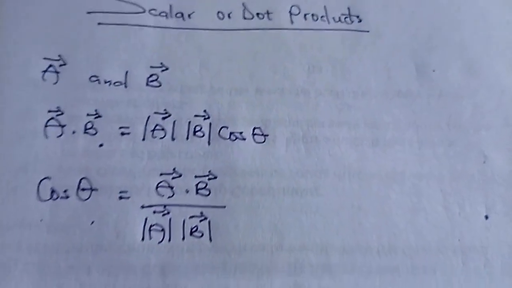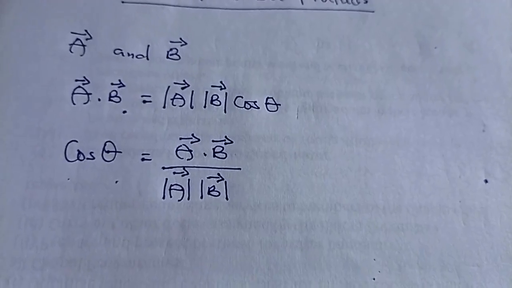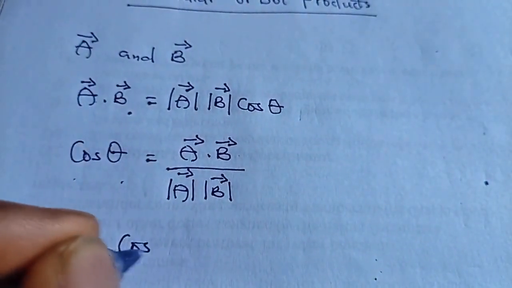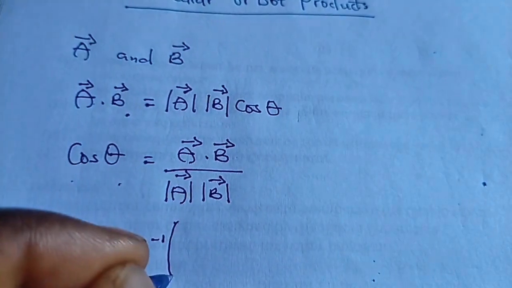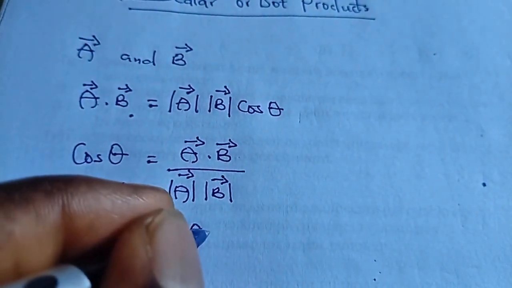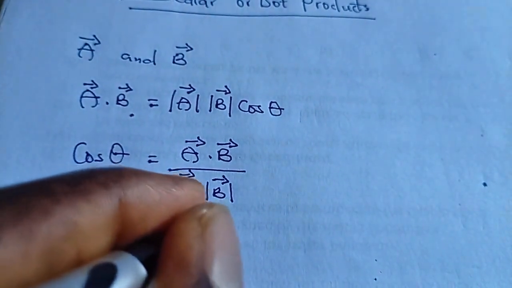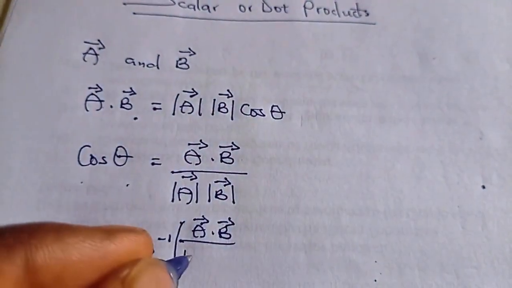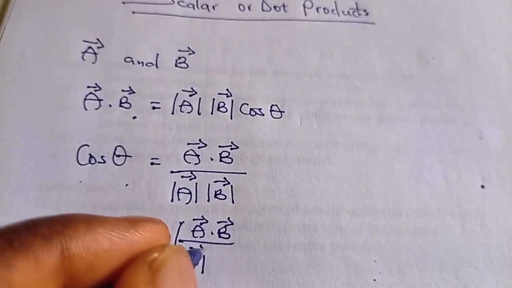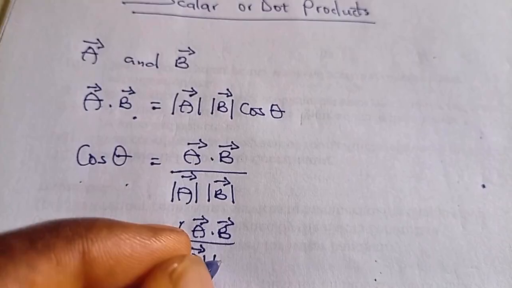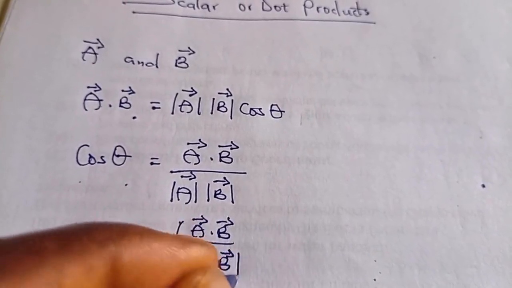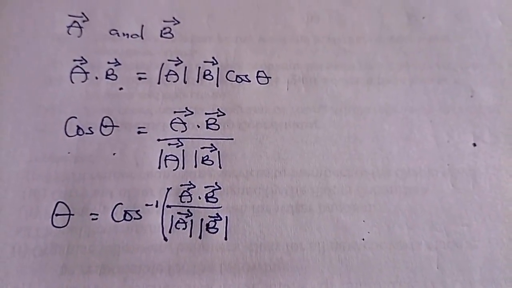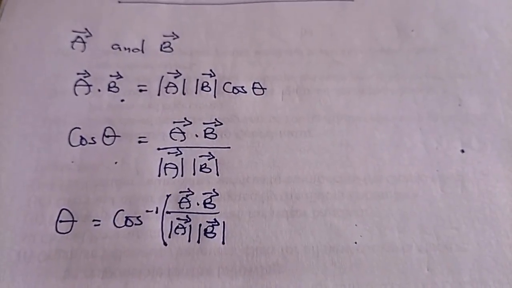So from this, we can be asked to find the angle, which is theta. Theta therefore will be equal to the cos inverse of this vector A times vector B, divided by the magnitude of vector A and the magnitude of vector B. So from this, we are going to look at some questions on dot product.